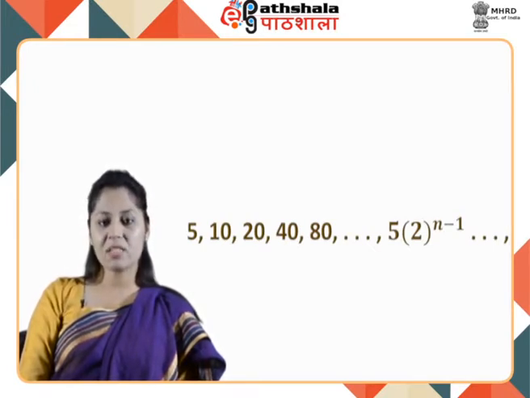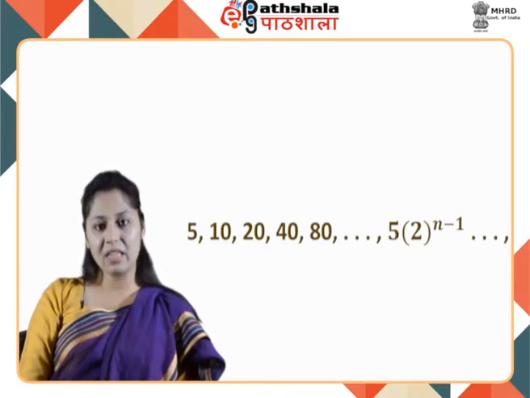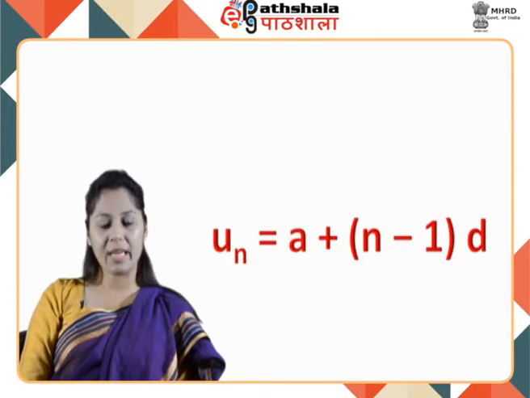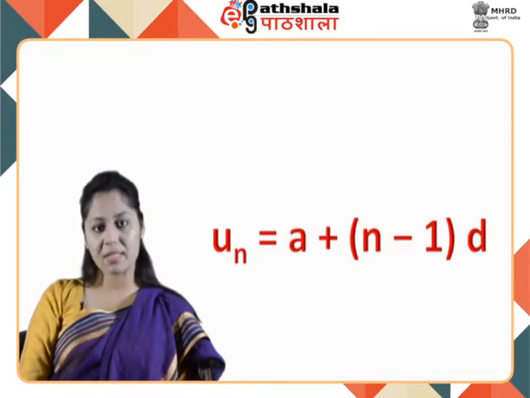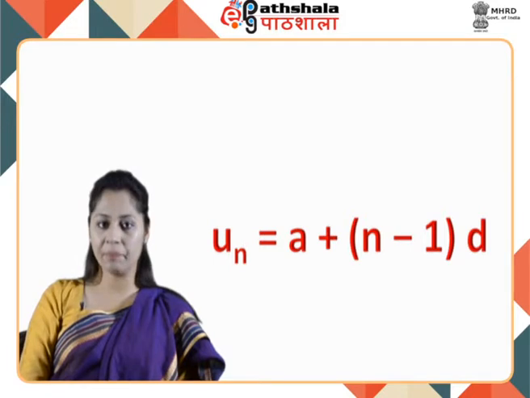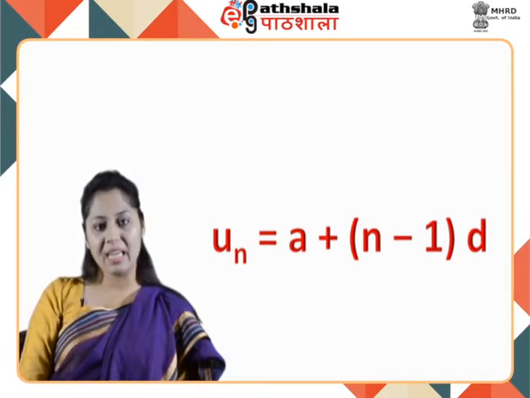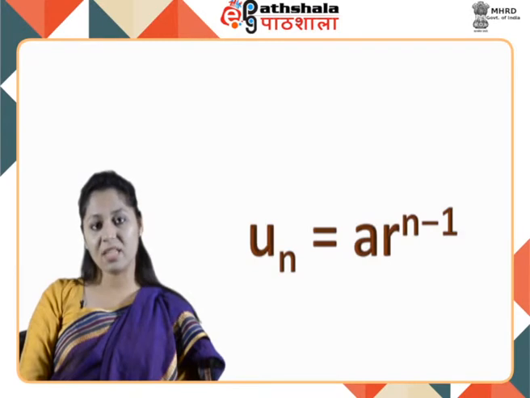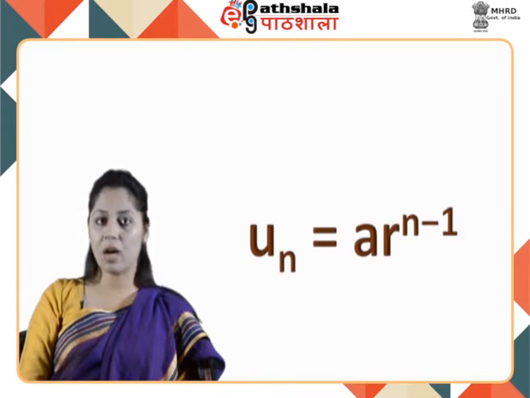In an arithmetic sequence with first term a and common difference d, the formula for the nth term is un = a + (n - 1)d. In a geometric sequence with the first term a and common ratio r, the formula for the nth term is un = a r^(n-1).